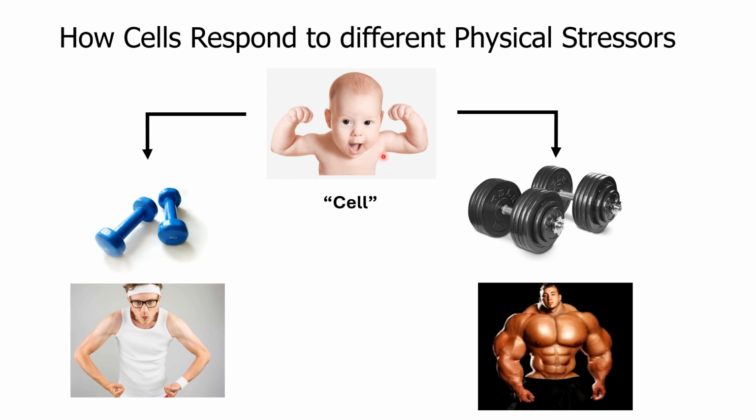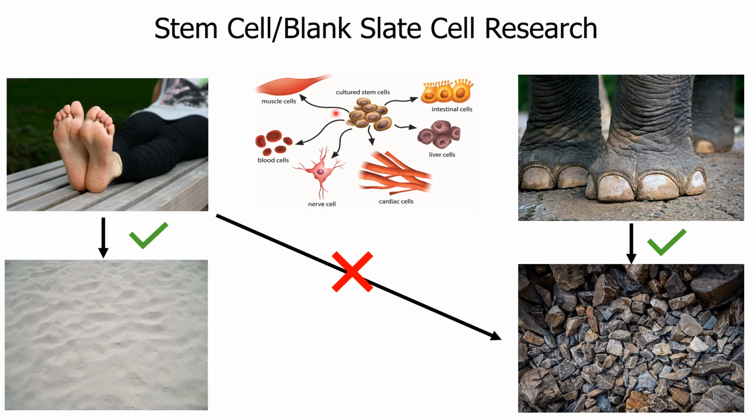So if you take this baby, or a cell, and you give it light weights, it's going to end up looking like this guy. But if you subject it to heavy weights and lots of training, you're going to end up looking like this guy. Now, this is prevalent for stem cell research.